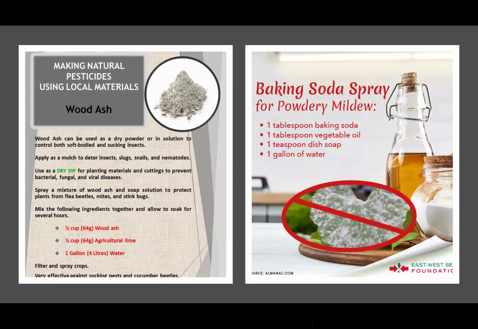You can use your wood ash, and wood ash is an excellent source of potassium, and we will get into that when we get into soil health, once the PowerPoint shows, right? There's baking soda spray, which is excellent for powdery mildew. When you see those white spots on your cucurbits, you can use this baking soda spray, right?